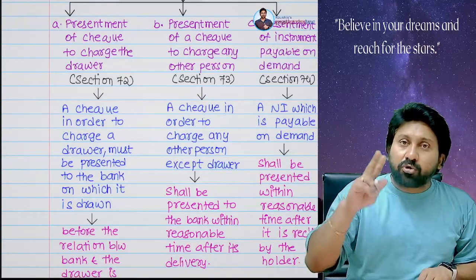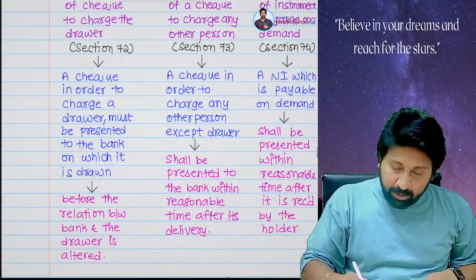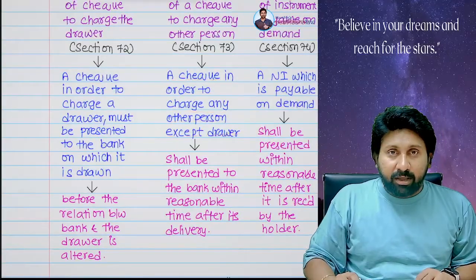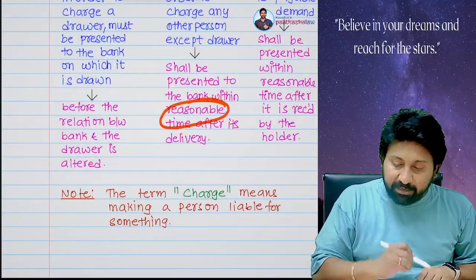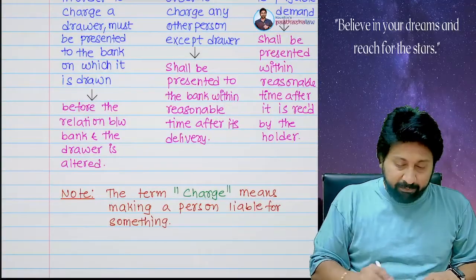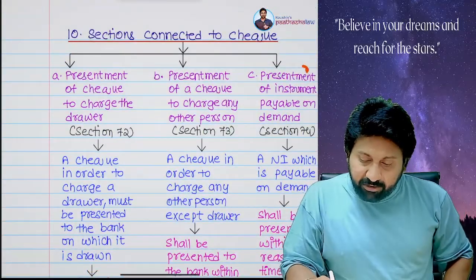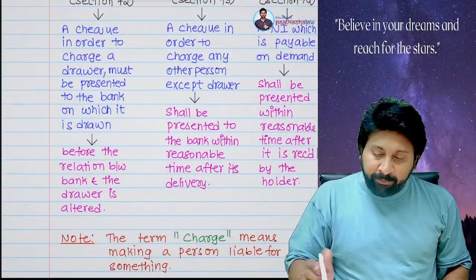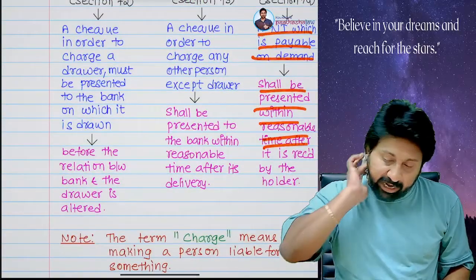If you want to charge other persons also on the check, then in order to charge any person except the drawer, the check should be presented within a reasonable time. Next, presentment of an instrument payable on demand: a negotiable instrument payable on demand shall be presented within a reasonable time.